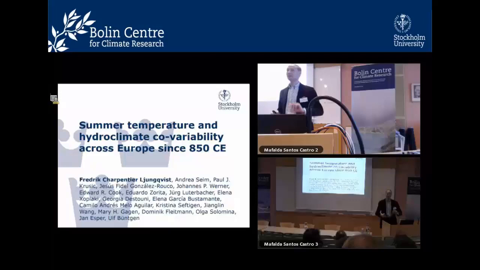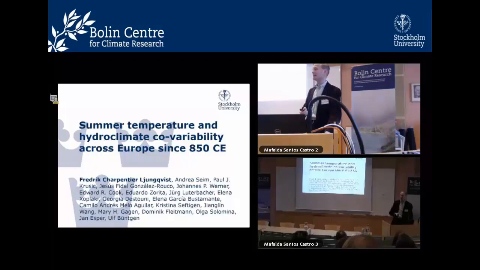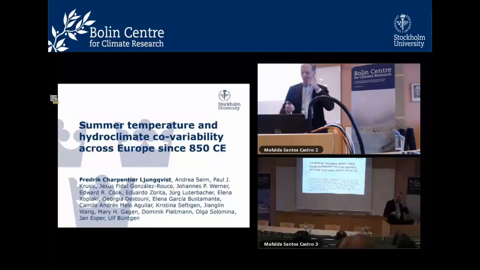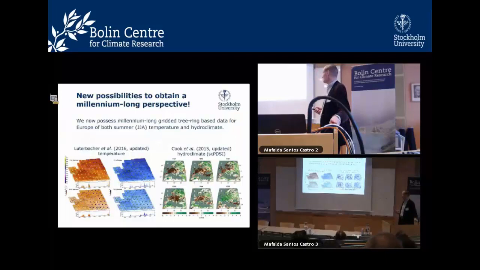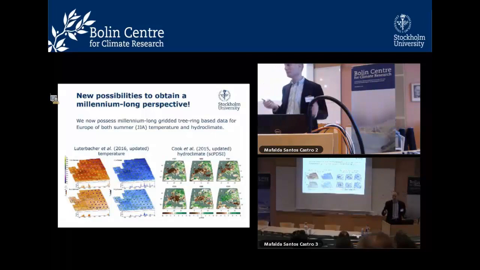Research done in monsoon Asia shows that whereas you have a negative relationship between temperature and precipitation on interannual timescales, on centennial to millennial timescales you have a positive relationship. We wanted to investigate this for Europe. We have new possibilities to do so thanks to two gridded high-resolution tree-ring-based products, a temperature atlas and a drought atlas. For the purpose of this project, we updated both products so they are totally independent of each other in terms of predictors, and we also improved them and extended them towards the present.